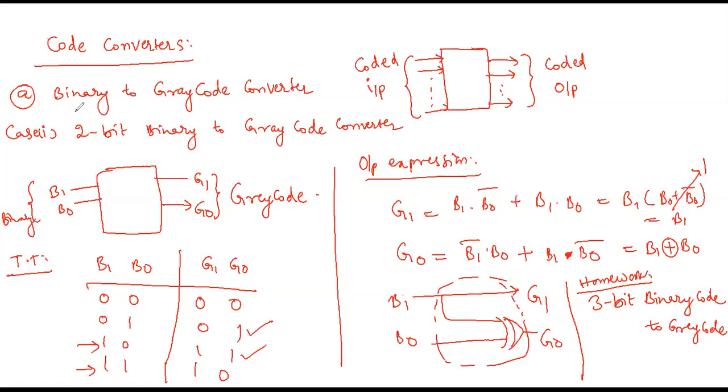And we have to discuss binary to XS3 converter like this. There are so many converters. We will take one more example and complete the code converters topic. Then we have 2 topics, BCD to 7-segment display and BCD adder. In the next class we will complete unit 4, and next week we will start unit 5. If you have any doubts you can ask me. We will end the session.